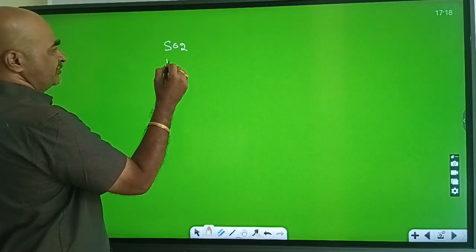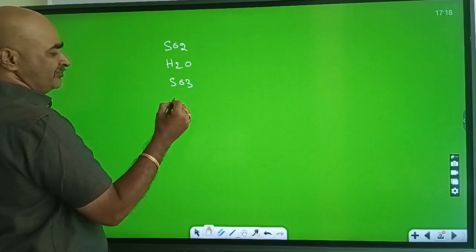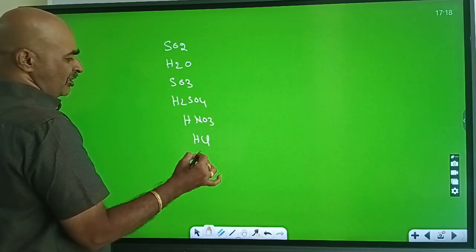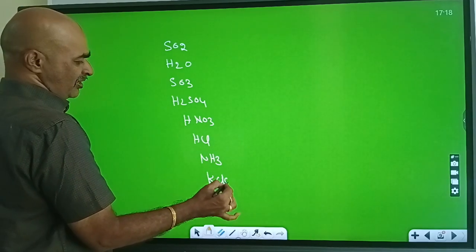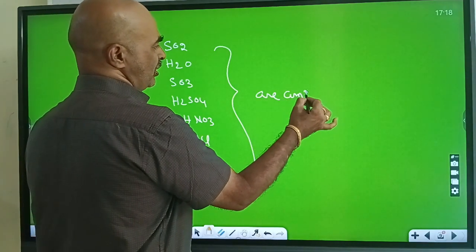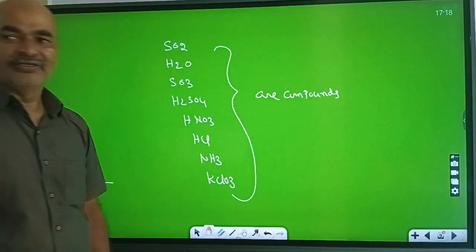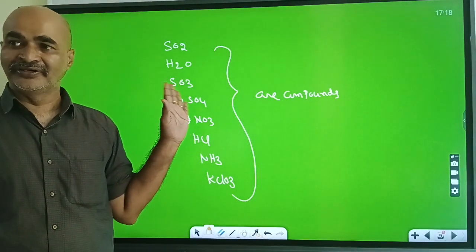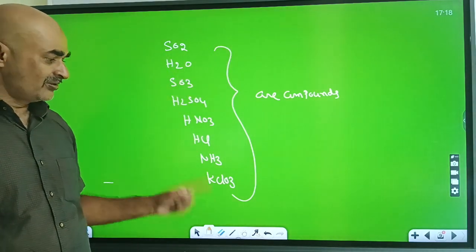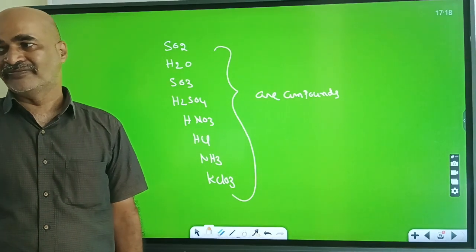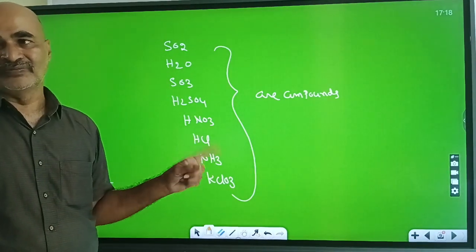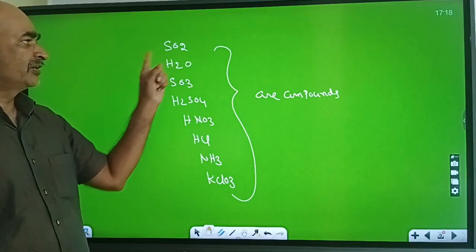Sulfur dioxide, H2O, sulfur trioxide, sulfuric acid, HNO3, HCl, ammonia NH3, and KClO3 are compounds, because on heating or any chemical reaction, they produce two different substances. That's why these are called compounds. Generally, a compound is made up of different kinds of atoms.